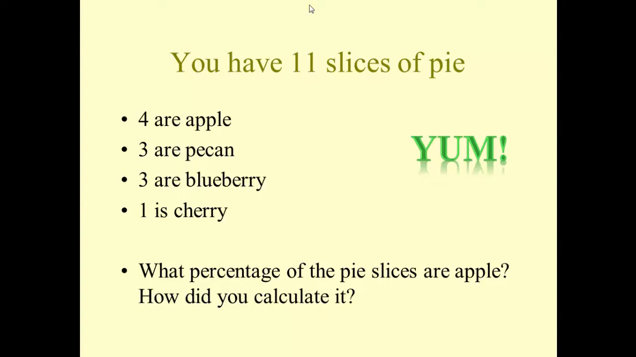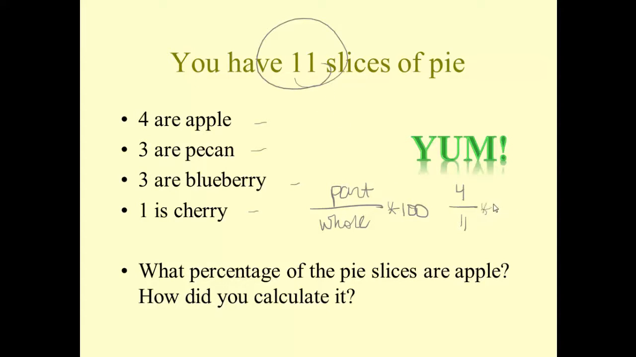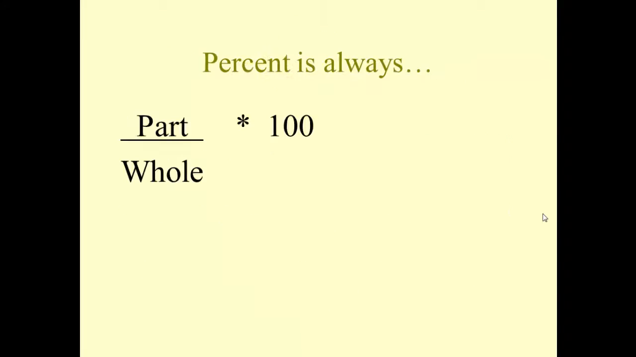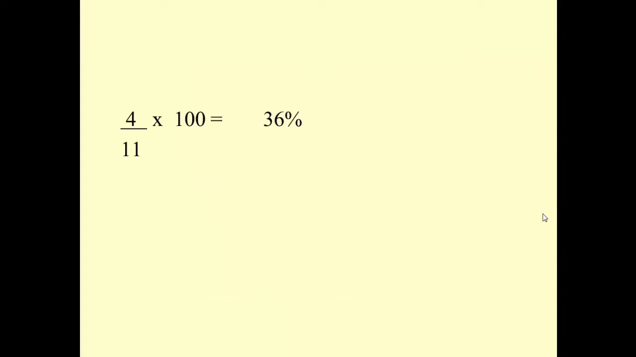If you have 11 slices of pie, I really like pie, and 4 are apple, 3 pecan, 3 blueberry, 1 is cherry, what percentage of the pie slices are apple? I simply am reviewing this to help you realize that percentages are easy. Percent, I always refer to it as part over whole times 100. So the part here is the apple, so 4, divided by the total. If we keep track of the total here, it looks like we have 11. Well, it said 11 at the top, Miss Hammer, duh. So 4 divided by 11 times 100 is going to be our percentage. So our percentage is 36%.